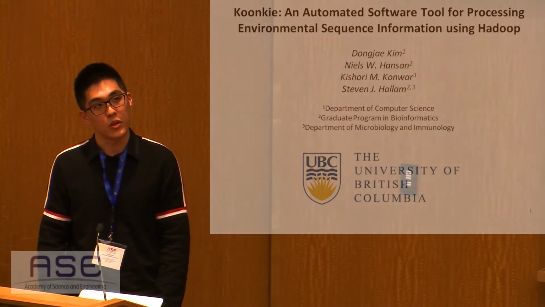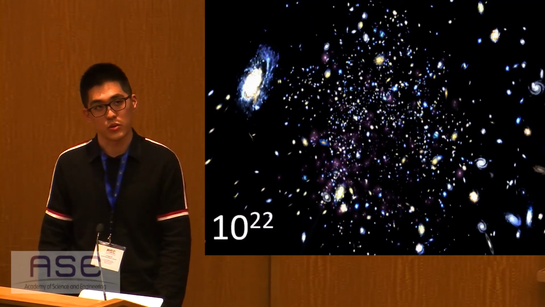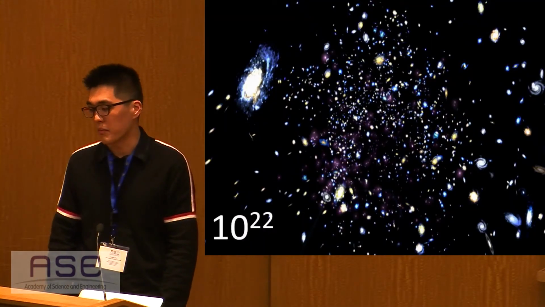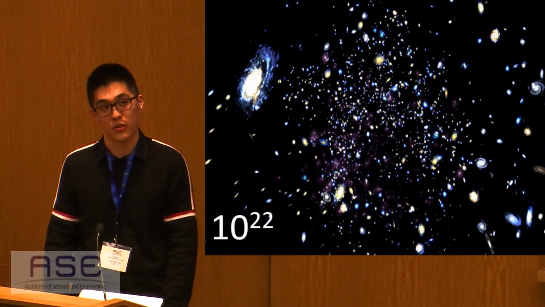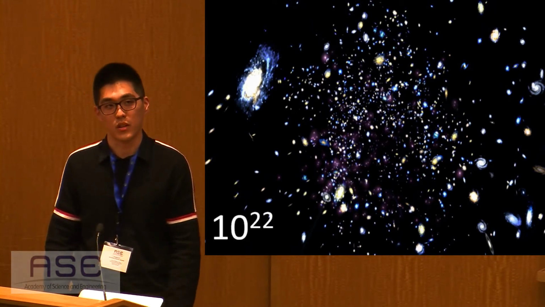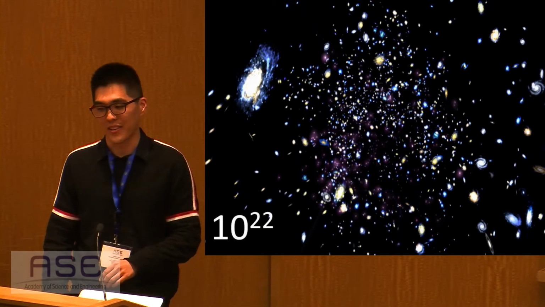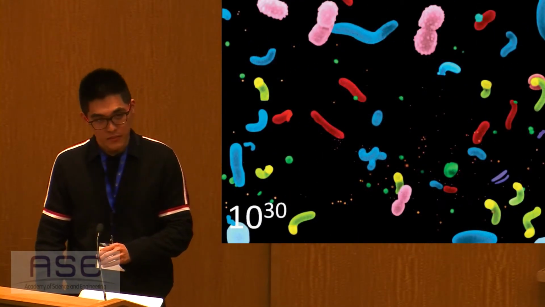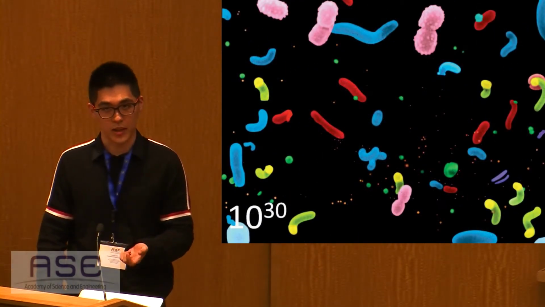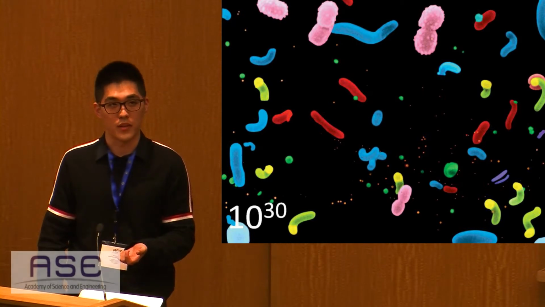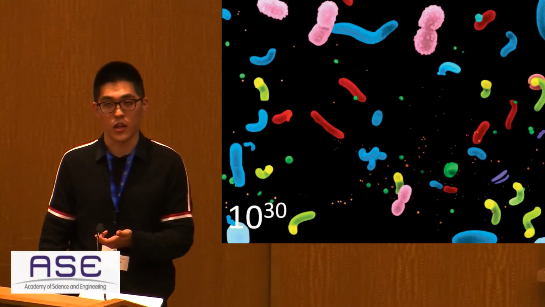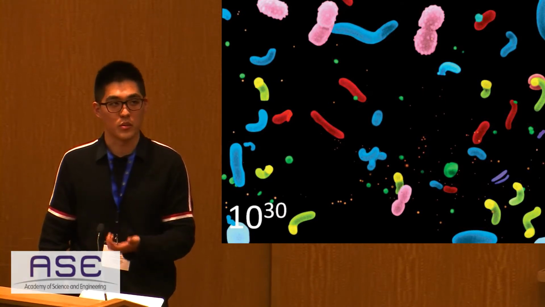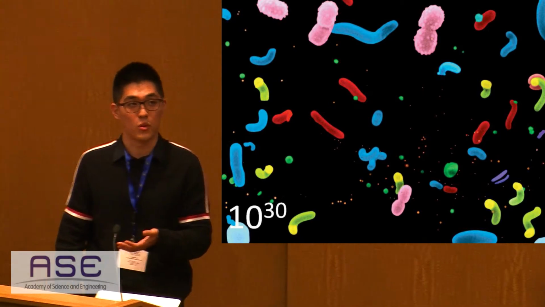So there are approximately 10^22 stars in the universe, and there's approximately 10^30 microbes on planet Earth. And of these 10^30, of the small amount that we can sample and sequence, we believe that we only know about 1% of it. So that leaves 99% of those microbes unknown. So we don't know about their genetic material, we don't know about their proteins, and we don't know about their functions.